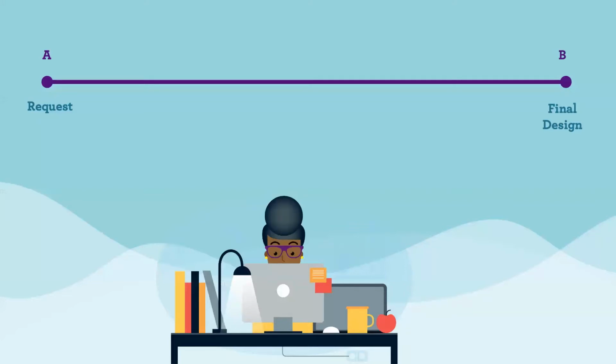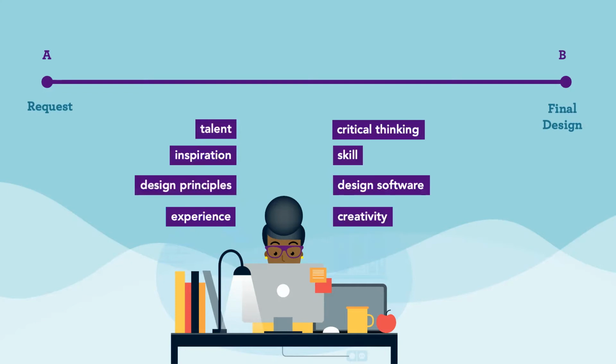So awesome designers like me across the nation, across the world, how do we do it? How do we create these really awesome designs? Well, we definitely utilize a lot of these attributes, that's for sure. So design principles, critical thinking, talent, skill, creativity, experience. This is how we go from request to final design, from point A to point B. But there is a piece that's missing that brings all of these things together and optimizes these traits.